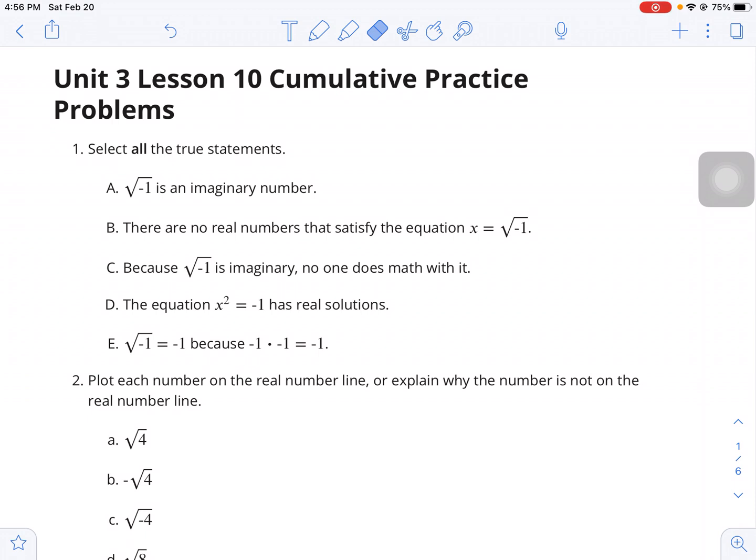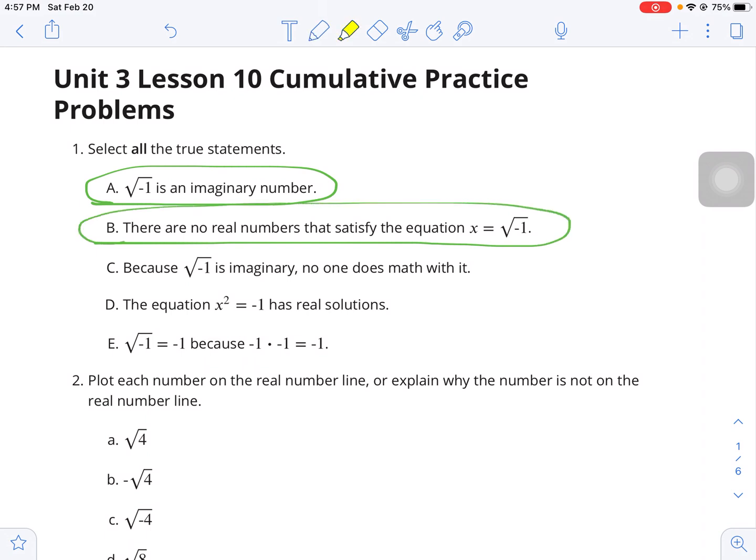So the square root of -1 is an imaginary number. That's true. Now we have a definition for that. Letter B, there are no real numbers that satisfy the equation x squared is equal to -1. That's true also. There's no real numbers. But now that we have imaginary numbers, we can use those in this case.